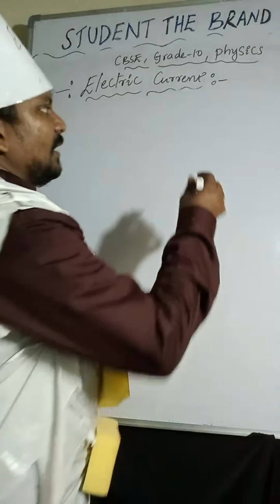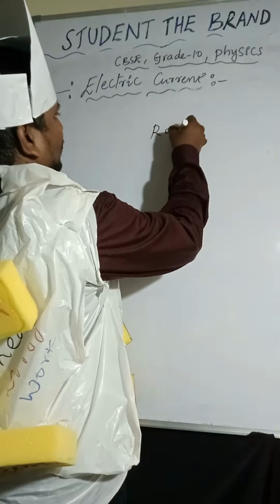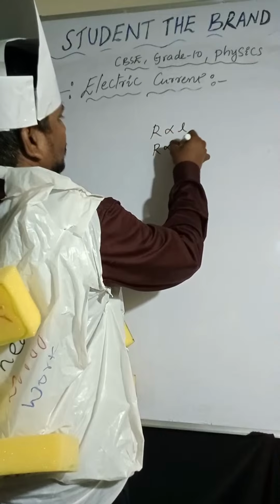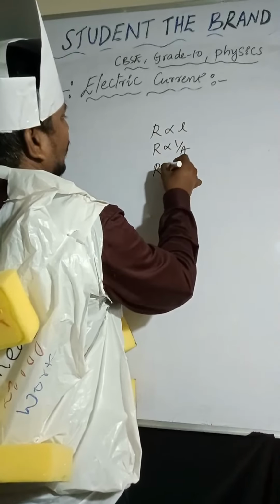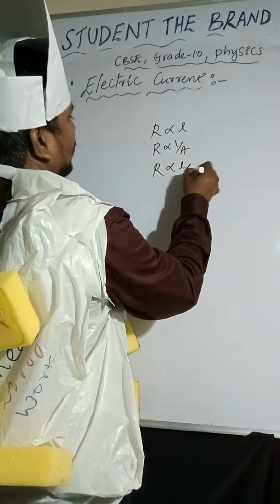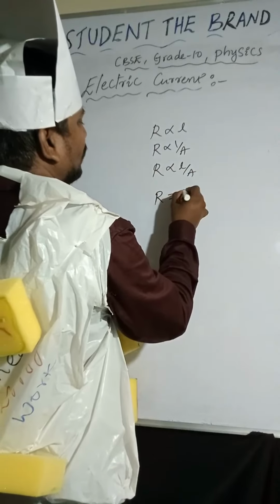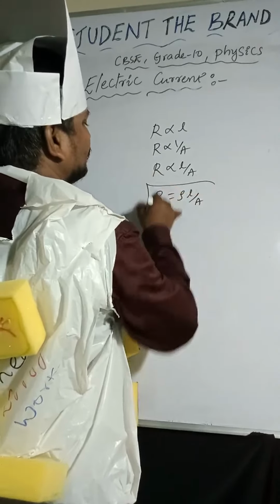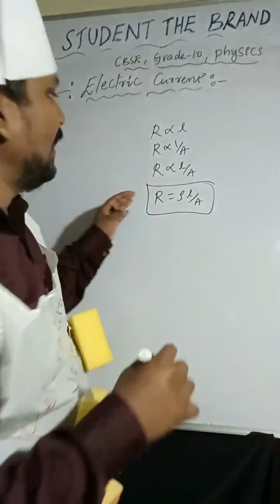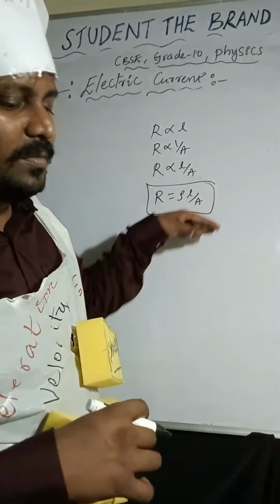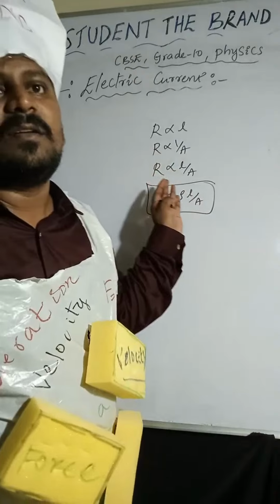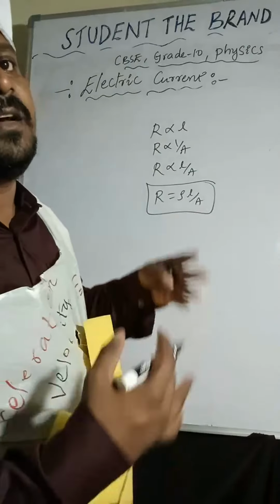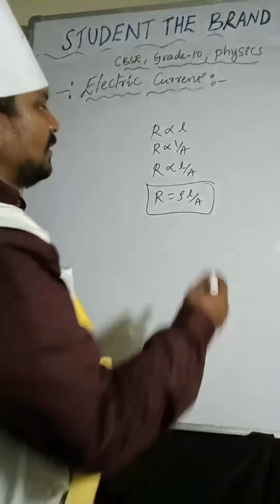So R is directly proportional to the length of the conductor, and R is inversely proportional to the area of cross section. R is directly proportional to L by A, so R equal to rho into L by A. The SI unit of resistance is ohm. The SI unit of resistivity is ohm meter.